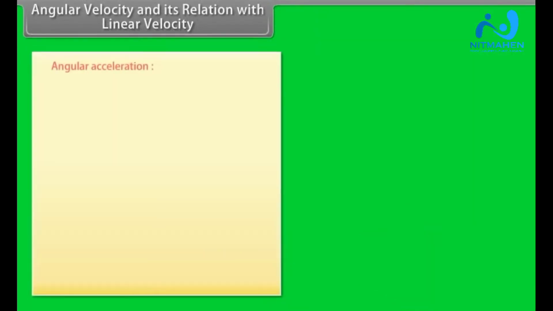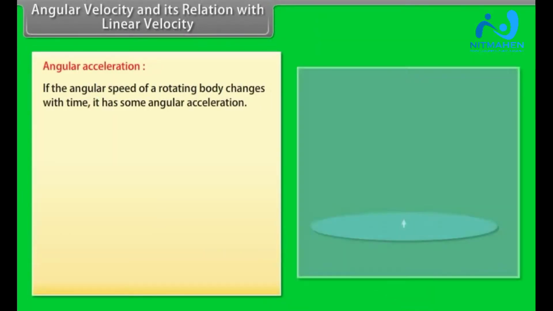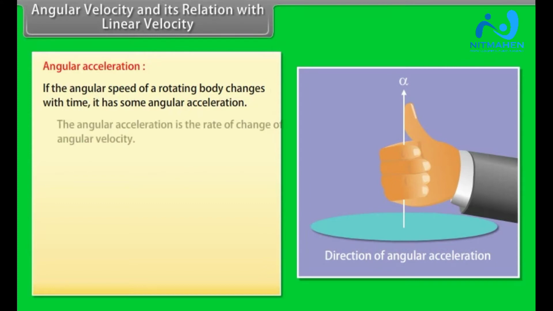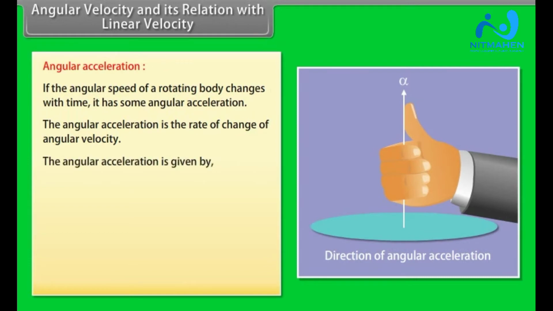Angular acceleration. If the angular speed of a rotating body changes with time, it has some angular acceleration. The angular acceleration is the rate of change of angular velocity. It is given by alpha, which is equal to limit delta t tends to 0 of delta omega upon delta t, which is equal to d omega by dt.